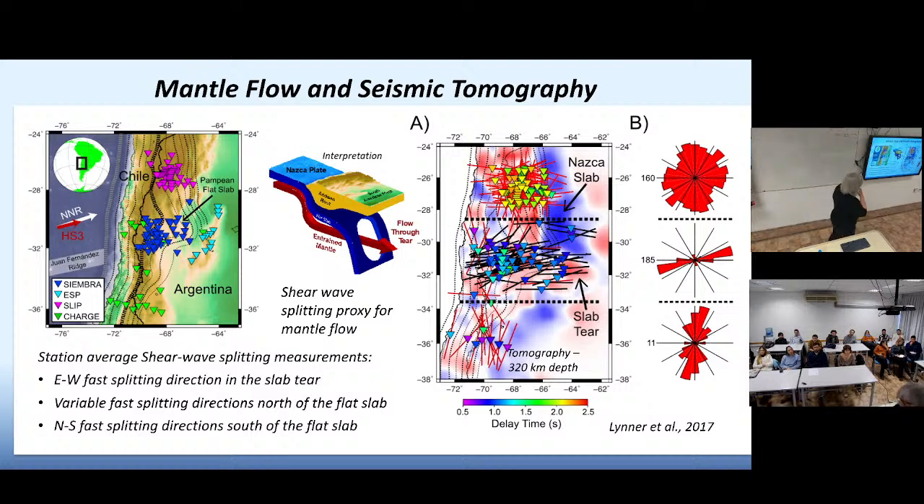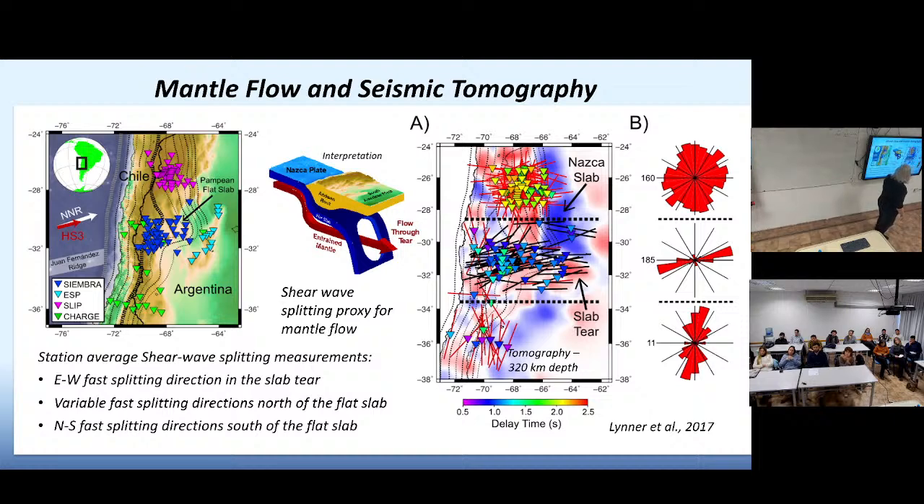So one of my postdocs, Holt and Leonard, did this study. We took data from several experiments, and he looked at the fast directions. So up here, these fast directions are going every which way. Look at that rose diagram. They're just going everywhere. It's like chaotic. But right here, right where we think the tear is, they're going not quite east-west, but they're really lined up. And then when we go south, they're lined up 90 degrees away.